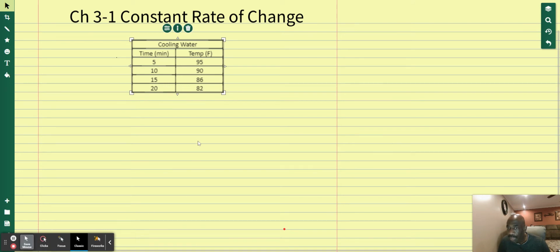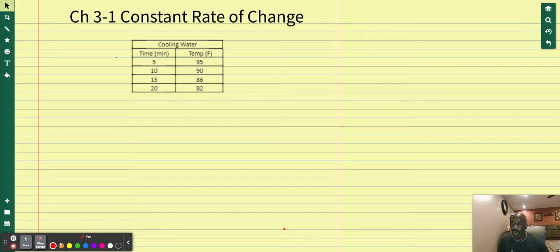Okay, there we go. Want to make sure that that went away. There we go. Now, cooling water. And then I have the time on the left side and the temperature on the right side. So let's work this out.